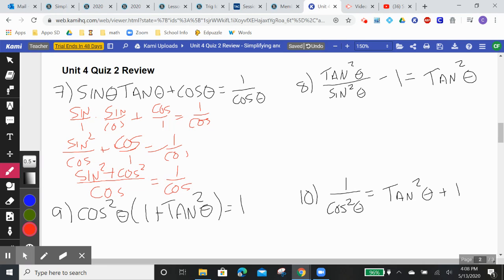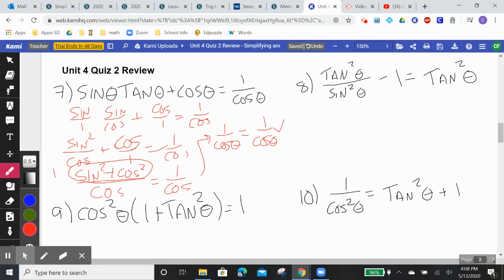And then we know, here again is this identity, that's 1, so I'm not going to write the answer over here. So we get 1 over cosine of theta equals 1 over cosine of theta. Check.